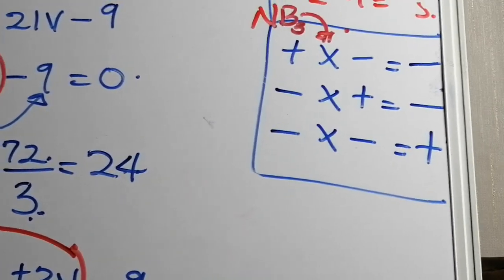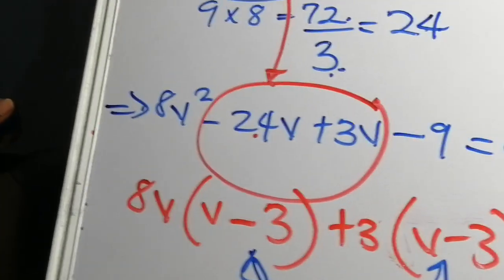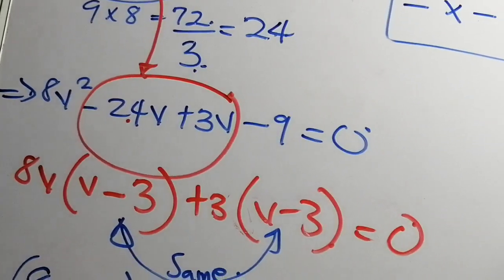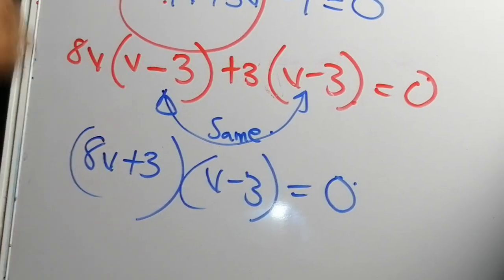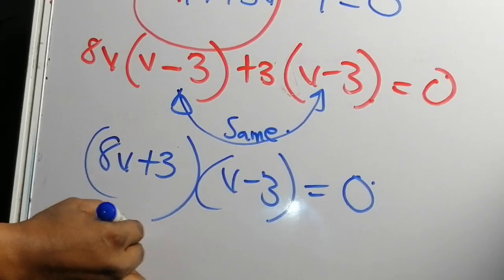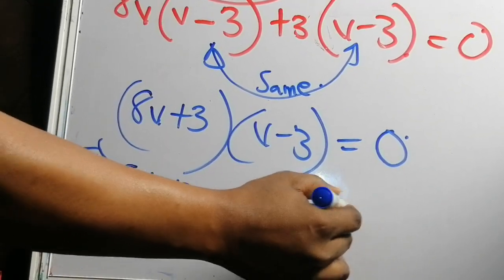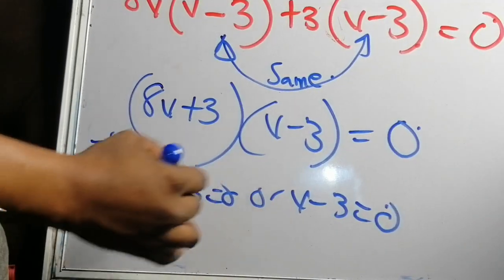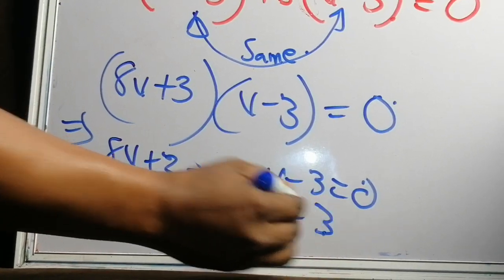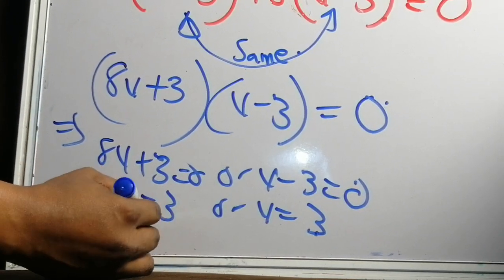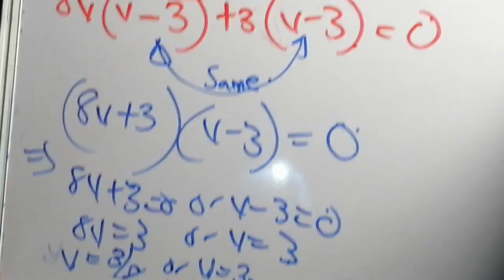There's no need for us to waste much of our time. So here you now have 8v plus 3 in brackets, v minus 3 in brackets equals 0. So by the time you split it, it goes back to note 1. So 8v plus 3 equals 0, or v minus 3 equals 0. If plus moves across the equal sign, that will be 8v equals 3, or v equals 3. Then divide both sides by 8. That will be v equals 3 over 8, or v equals 3. It's as simple as that.